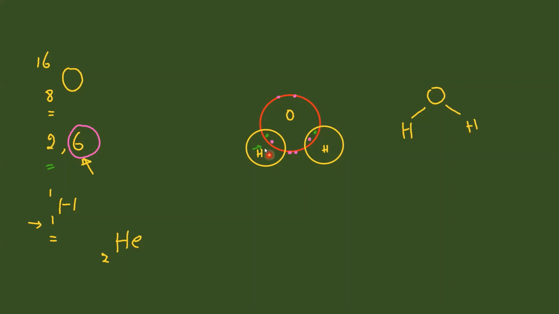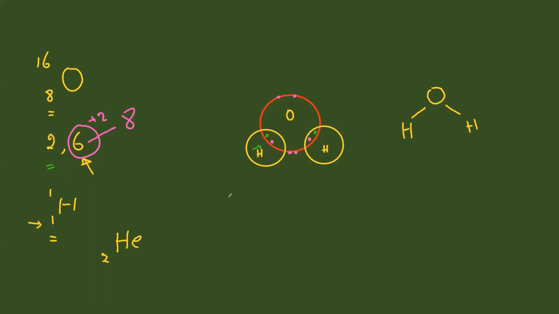Why does oxygen share with 2 electrons? Because it needs to. Now let us count the number of electrons for oxygen: 1, 2, 3, 4, 5, 6, 7, 8. It needed 2, so it has taken the 2 in order to have 8.